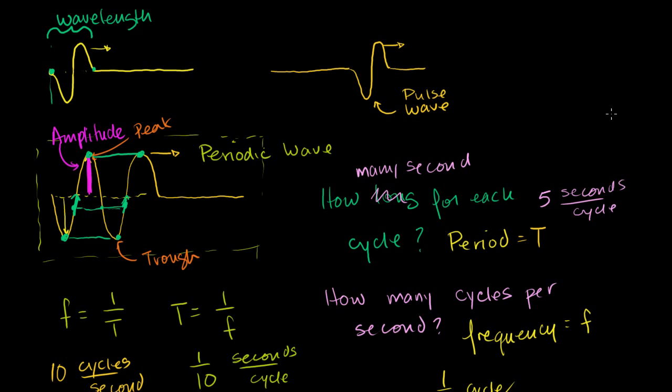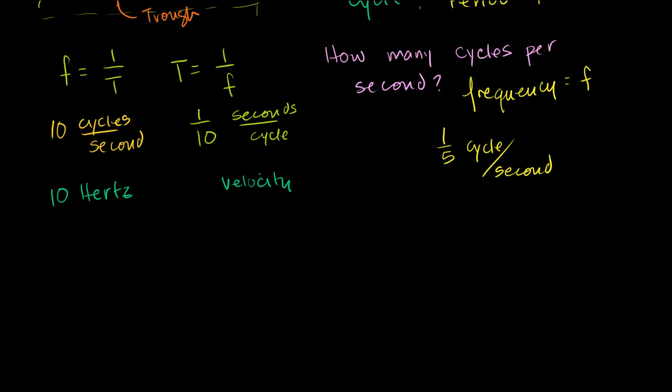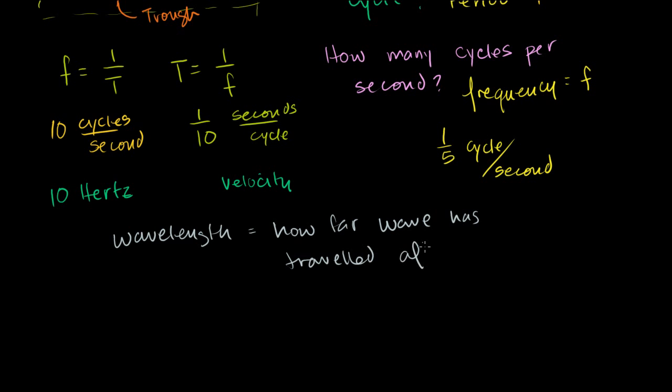So if we know how far we've traveled after one period, so let me write it this way. Wavelength is equal to how far the wave has traveled after one period, or you could say after one cycle. Because remember, a period is how long it takes to complete one cycle, one complete up, down, and back again motion. So if we know how far we've traveled, and we know how long it took us, one period, how can we figure out the velocity?